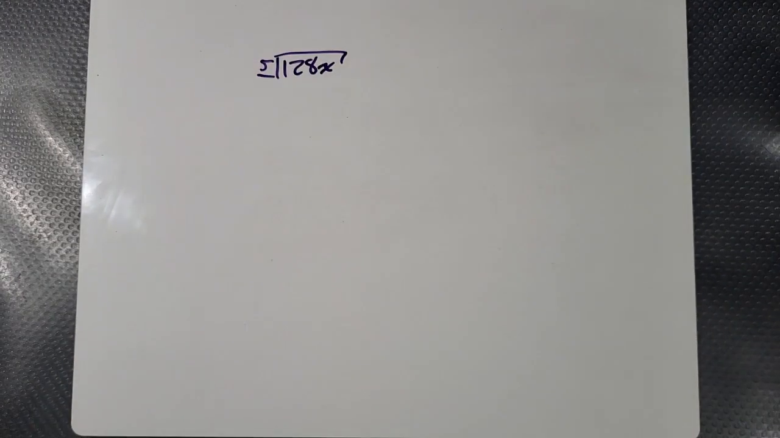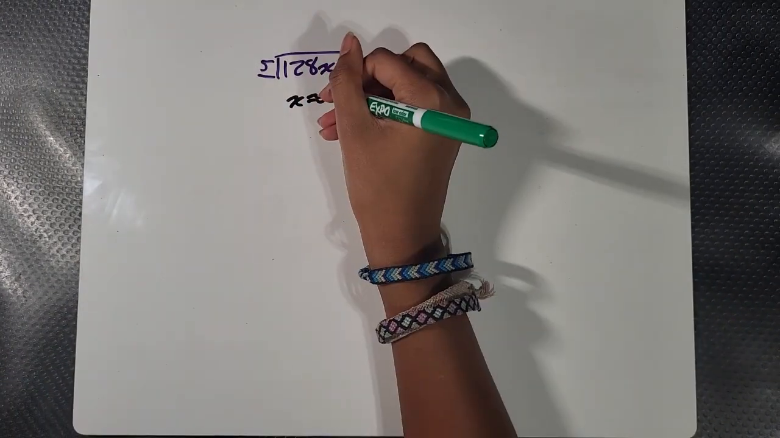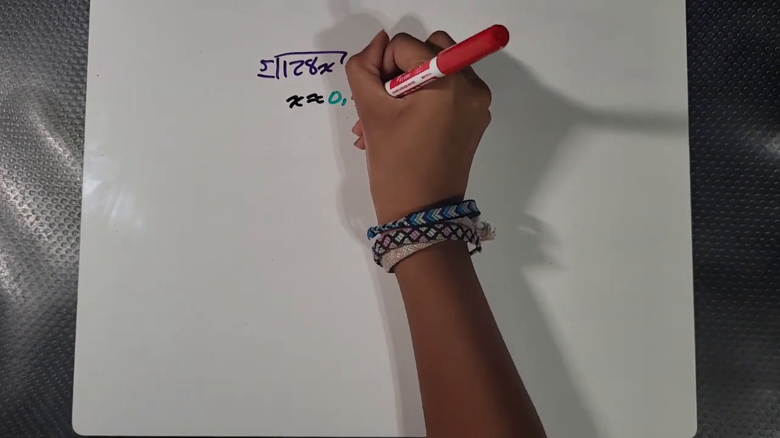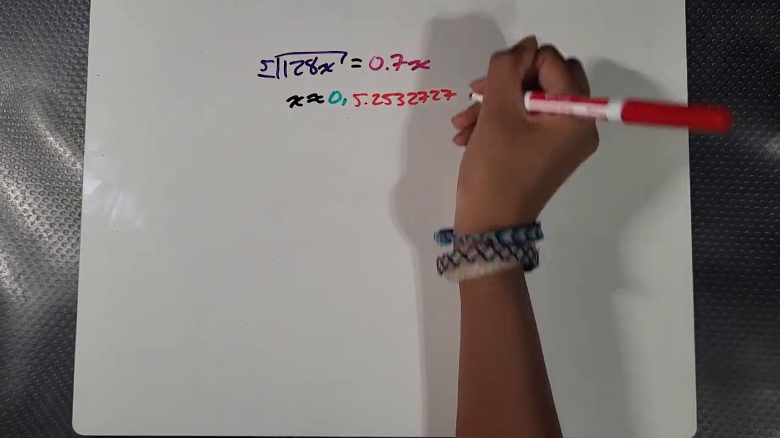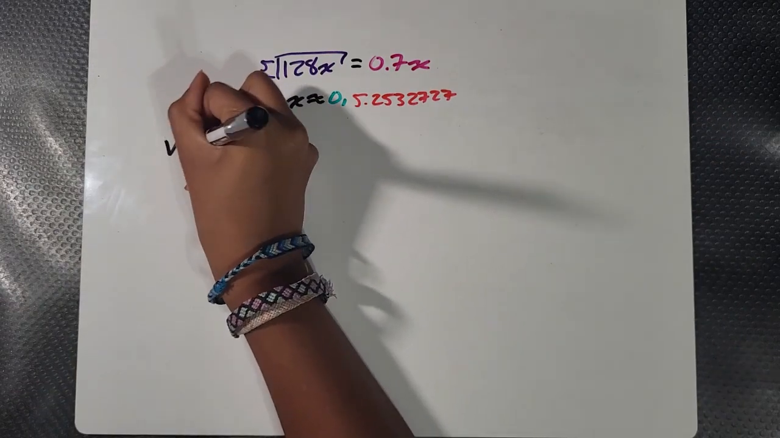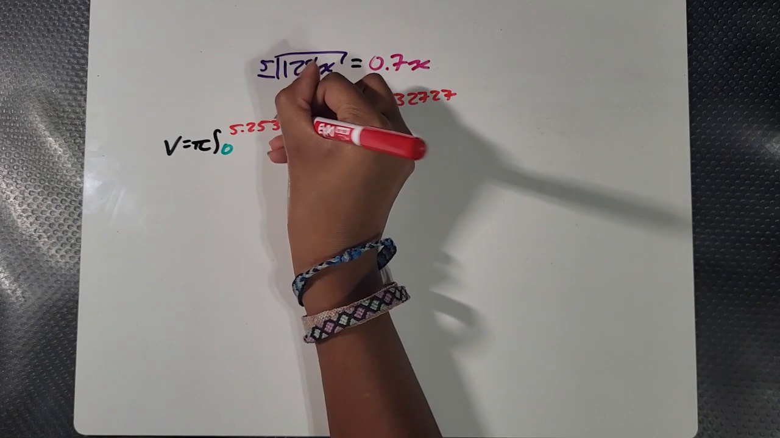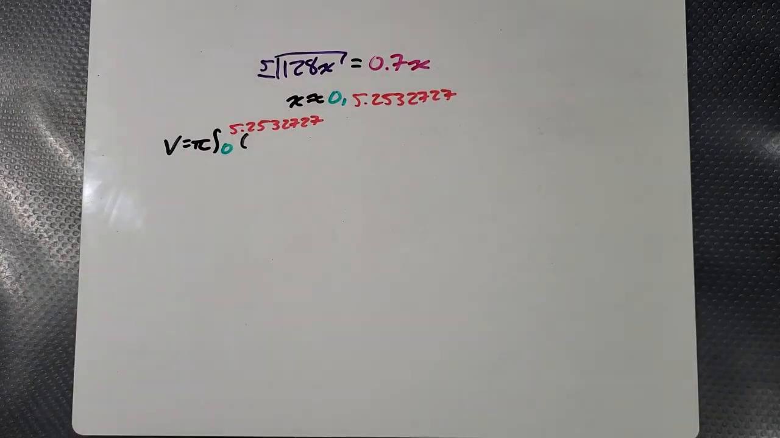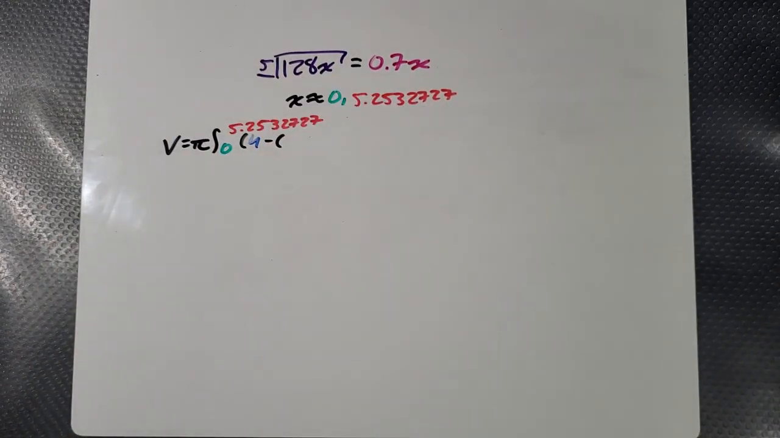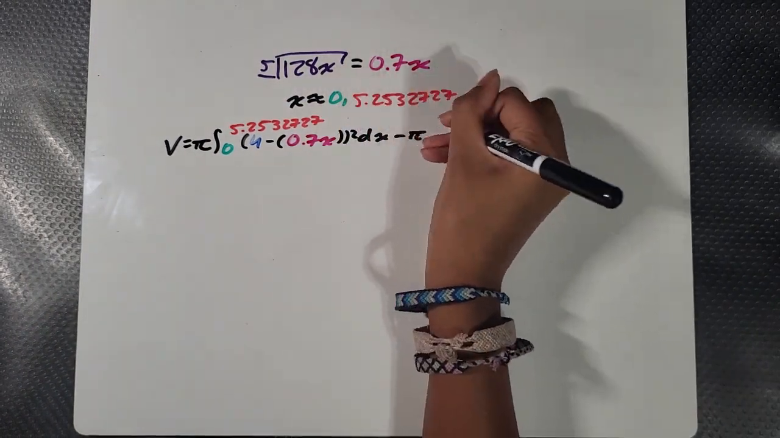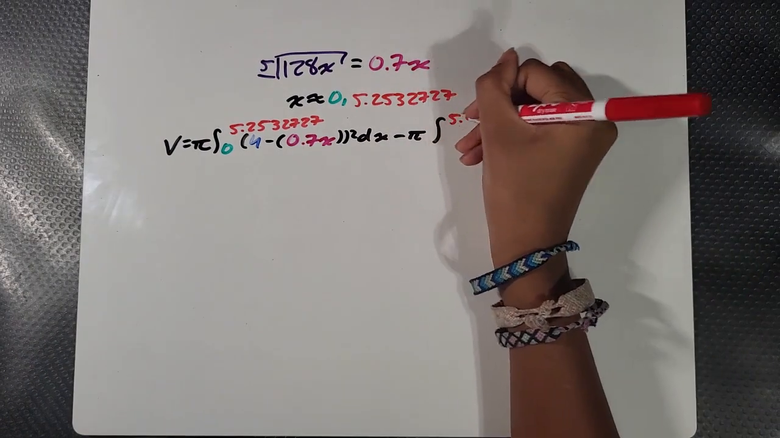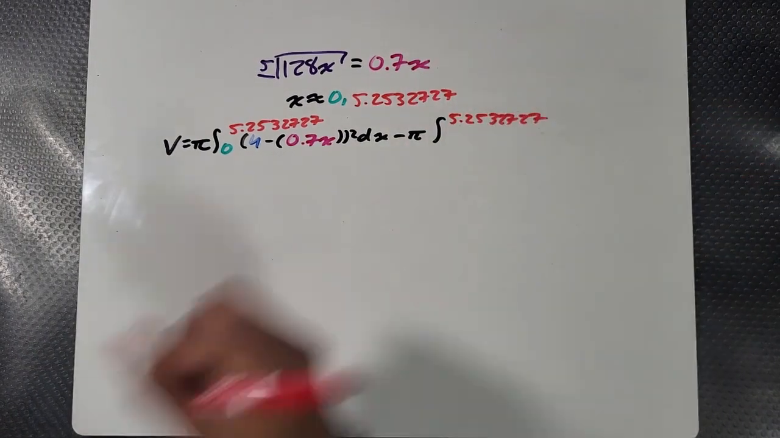First, we find where these two functions intersect by setting them equal to each other and solving for x. We get two values: x equals 0 and x equals 5.2532727. These will be our bounds for the integrals. We take pi times the integral from 0 to 5.2532727 of (4 minus 0.7x) squared, minus pi times the integral from 0 to 5.2532727 of (4 minus the fifth root of 128x) squared.